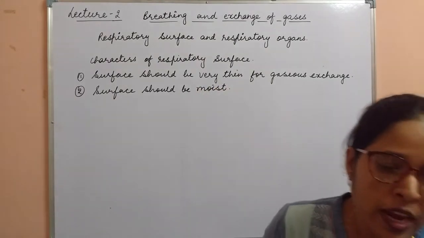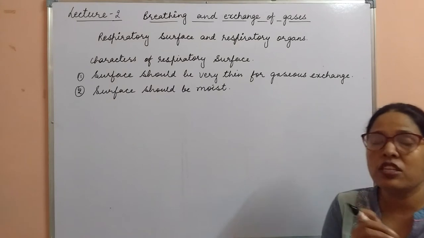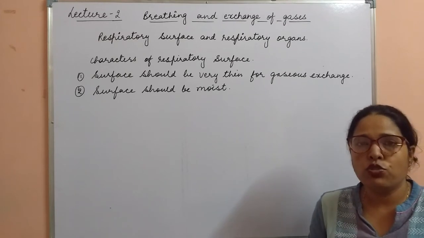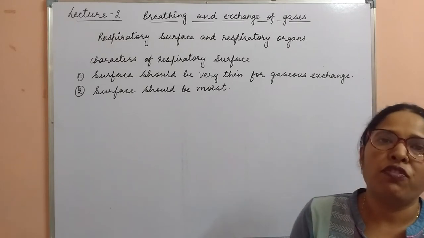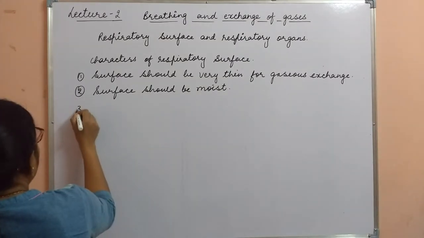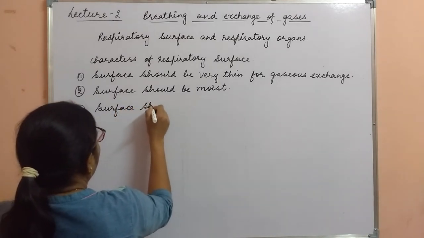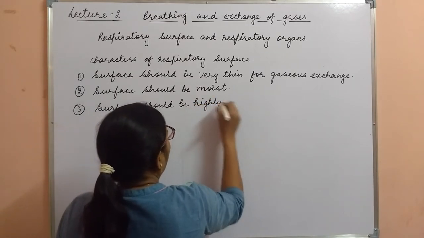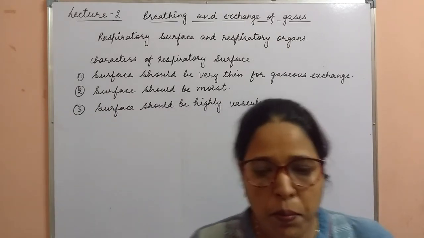Next, the important characteristic is that the surface should be highly vascular. It means there is a very good supply of blood, because blood is the tissue which helps in the exchange of gases, and we know that blood transports the different types of gases. That's why the surface should be highly vascular, having a very good supply of blood.